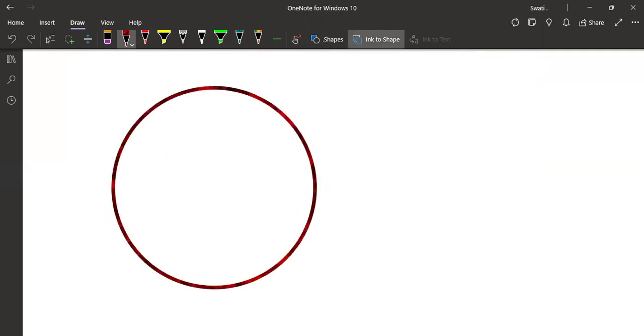So this is a circle, right? And you know that this is a circumference, right? This is called circumference. Next. If you take any small part of a circumference, right?